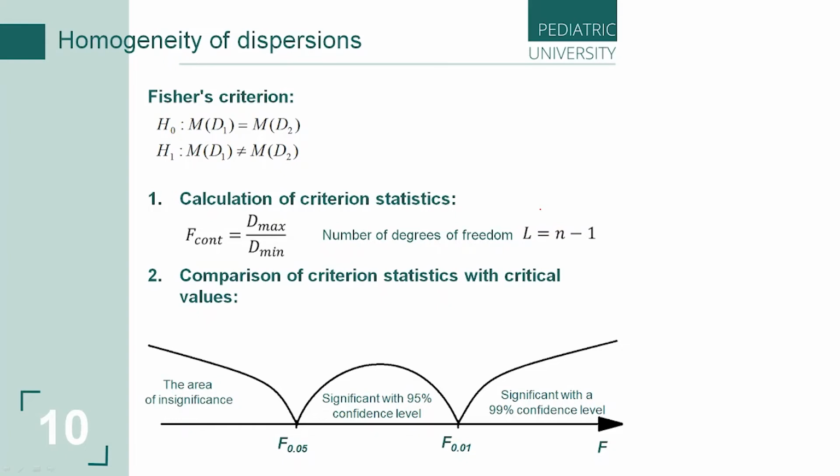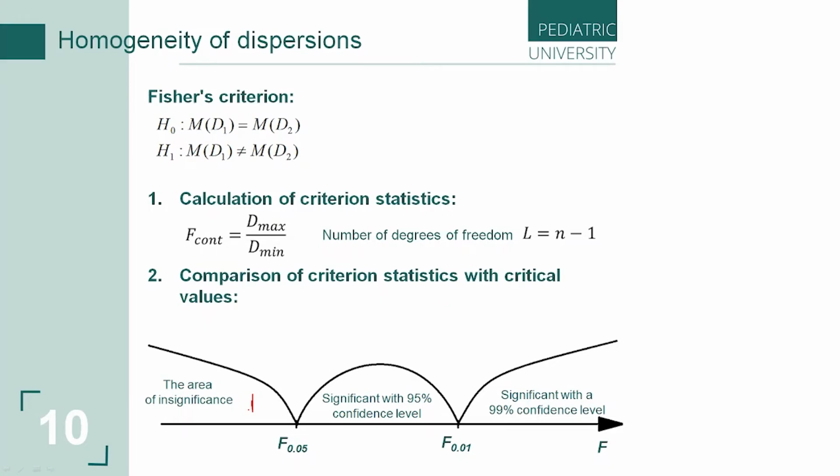And then, after that, we compare our benchmark value with the critical values from the Fisher's distribution table. And for the number of degrees of freedom, it's n minus 1. We look for the critical value for the significance levels of 0.05 and 0.01. If our value lies in the region of insignificance, the left part, we accept the null hypothesis and can say that the variances are approximately the same.